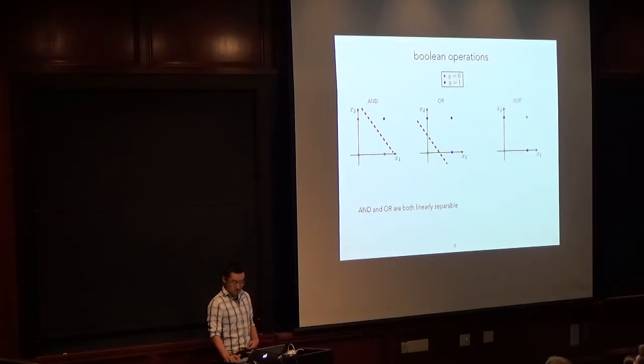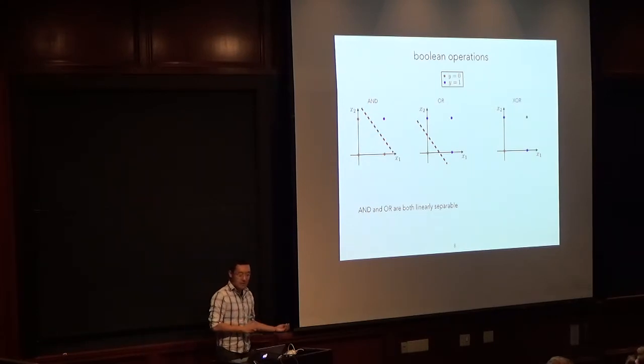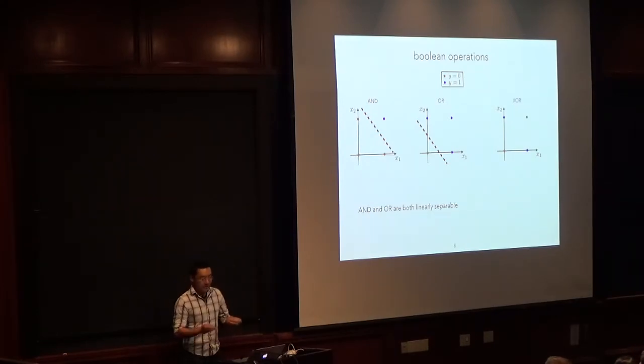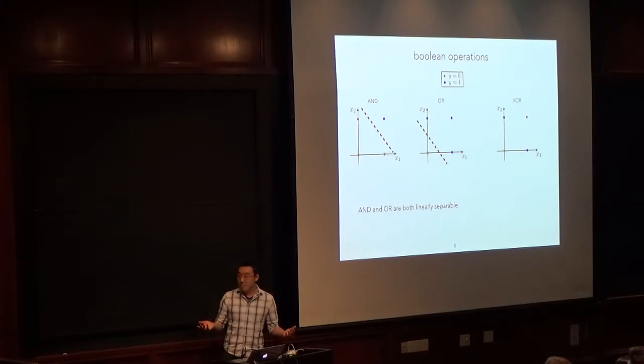Okay, so what about XOR? So in XOR, it's 1 if only one of x1 and x2 is 1, and it's 0 if both of x1 and x2 are 1 or both of x1 and x2 are 0. So that's the XOR. Who has seen XOR before? Okay, so most of the class.